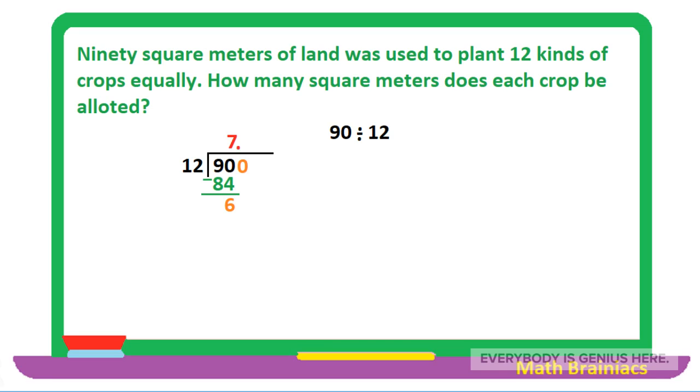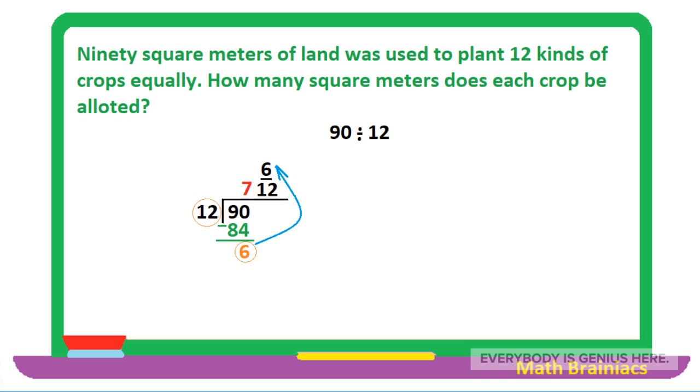We can add 0 to the dividend and we can place a decimal point after 7 on the quotient. Moreover, we can bring down the 0 so that the 6 will become 60. And we can divide 60 by 12, which will give us 5. Multiplying the quotient 5 with the divisor 12, it will give us 60. And 60 minus 60 will give us 0. Therefore, the answer is 7.5.